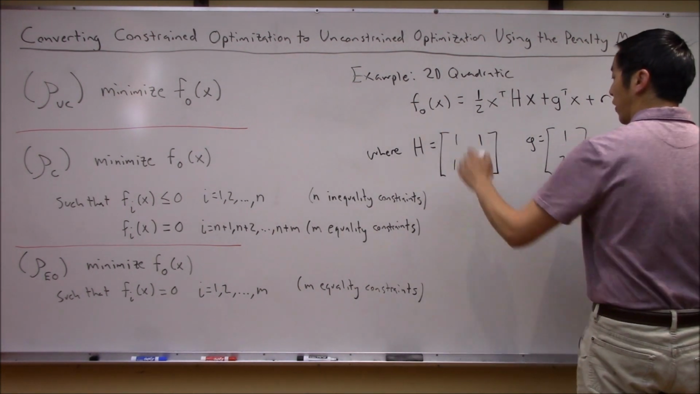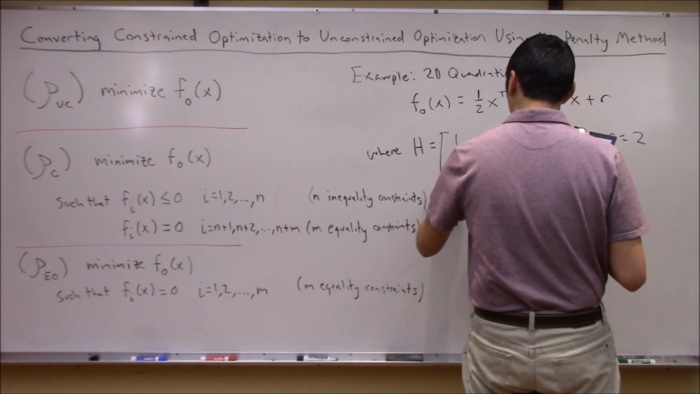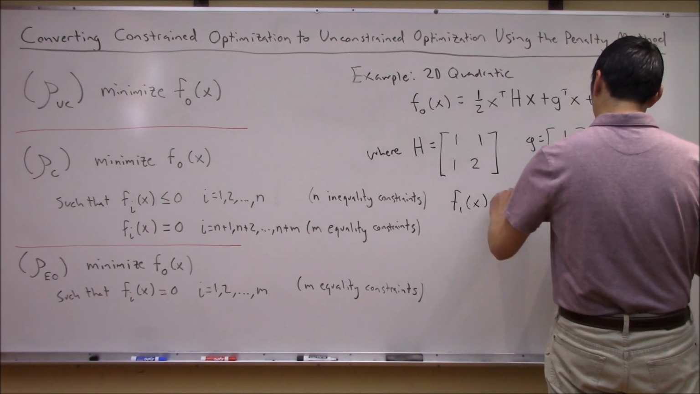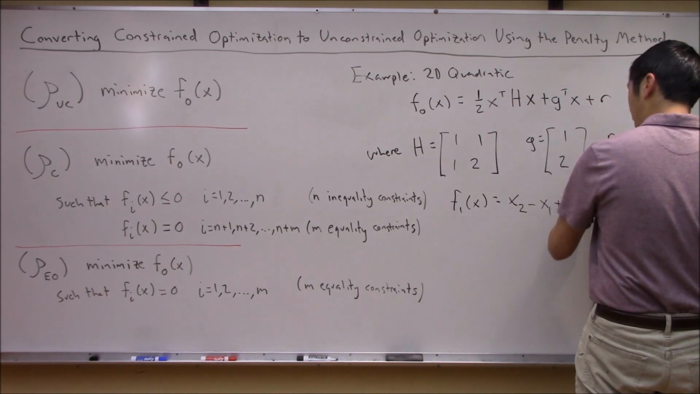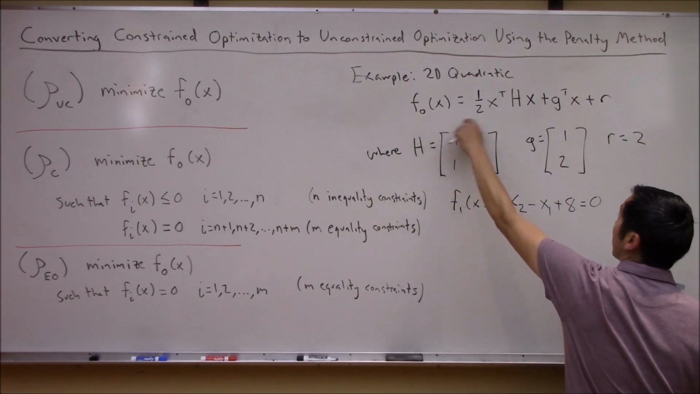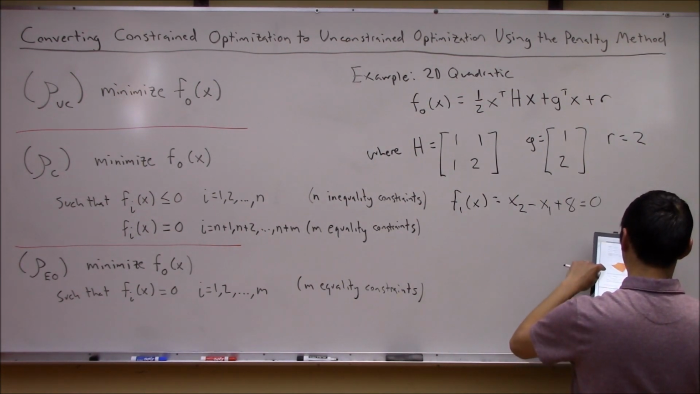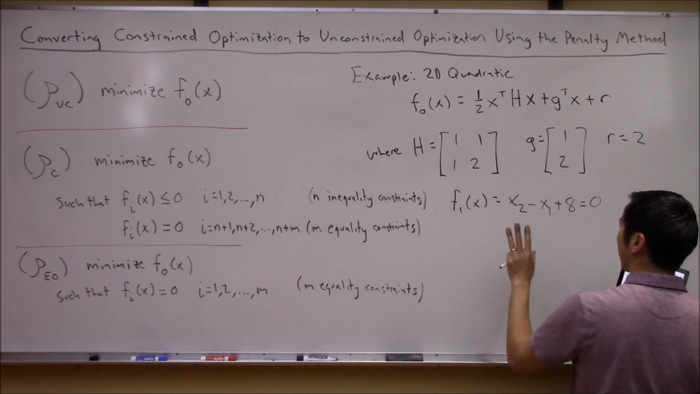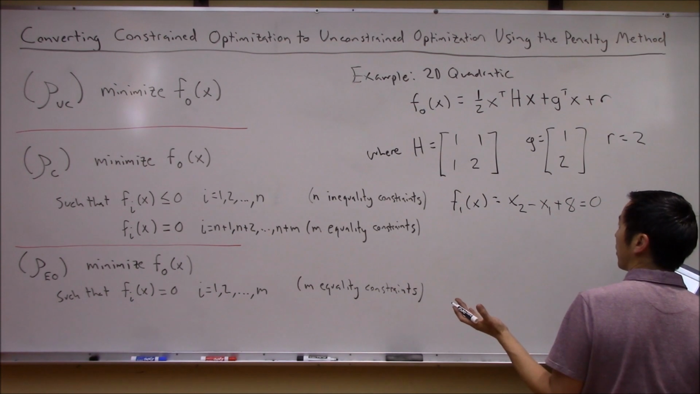Here is my cost function, and let's look at the first equality constraint here. The equality constraint f1 of x is x2 minus x1 plus 8, which has got to equal 0. So the example problem is, again, to minimize this cost function subject to this constraint right here. The first thing we should do is maybe jump over to MATLAB and just visualize the problem and think about what this means.